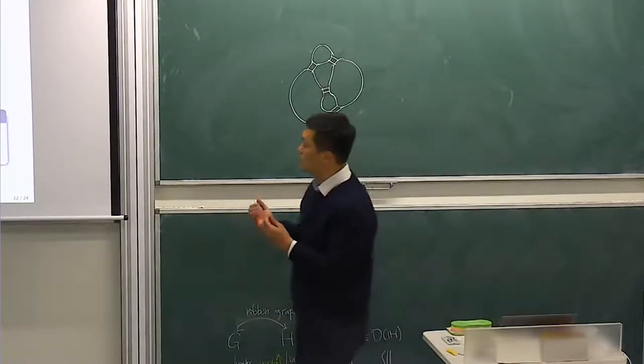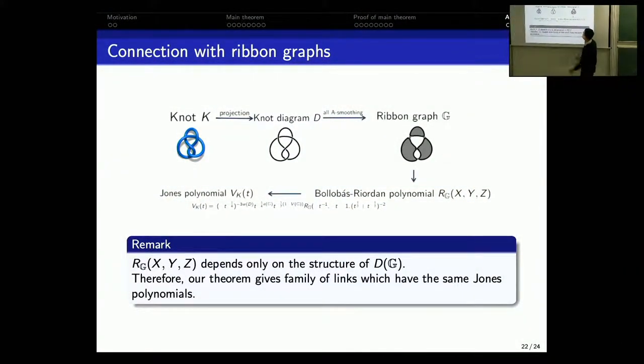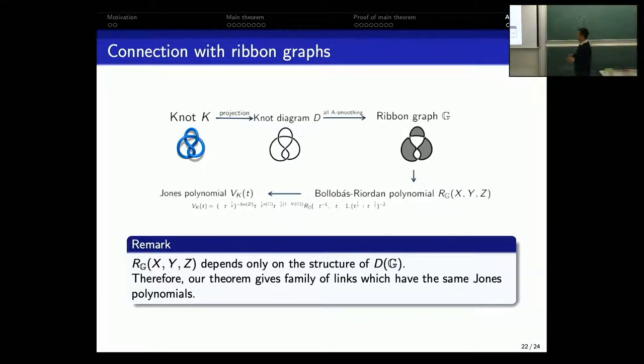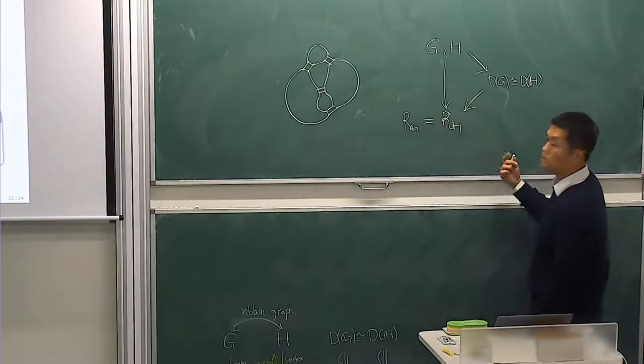And from this ribbon graph, I compute the Bollobás-Riordan polynomial. I won't write down the actual specialization, but there's a way to obtain our Jones polynomial by specializing the Bollobás-Riordan polynomial of this ribbon graph. And one thing I have to mention is the Bollobás-Riordan polynomial is an invariant of a ribbon graph, but it's actually an invariant of the delta-matroid of the ribbon graph. So if you have two ribbon graphs with isomorphic delta-matroids, then their Bollobás-Riordan polynomials are the same. So this is what I mean.